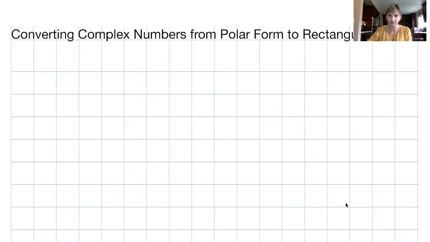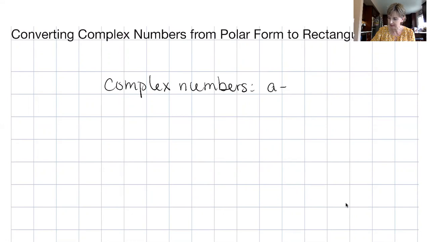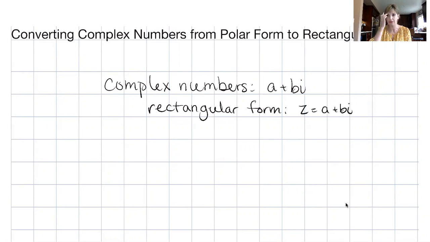Let's start by reviewing a little bit about our complex numbers. Complex numbers are of the form a plus bi. It has a real part and it has an imaginary part. In rectangular form, that's what it's going to look like: z equals a plus bi, a real part and an imaginary part, where the real part's on the x-axis, the imaginary part's on the y-axis.